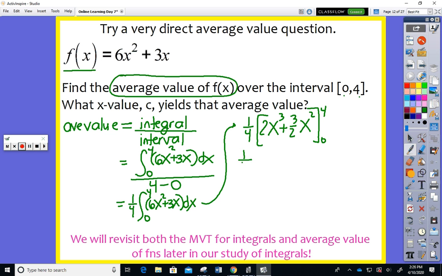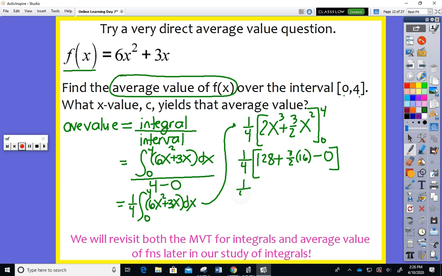So I have 1/4. Let's see here. When I plug in 4, cubed is 64. 64 times 2 is 128. Plus 3/2 times 16, which I could probably do in my head, but I don't want to do too much in my head and just make silly mistakes on the video. When I plug in 0, fortunately I get 0. That makes it easier to evaluate.